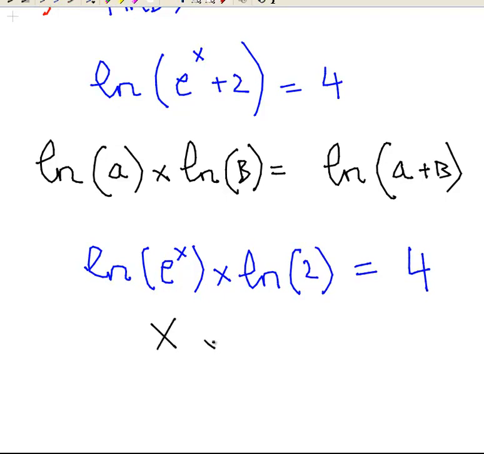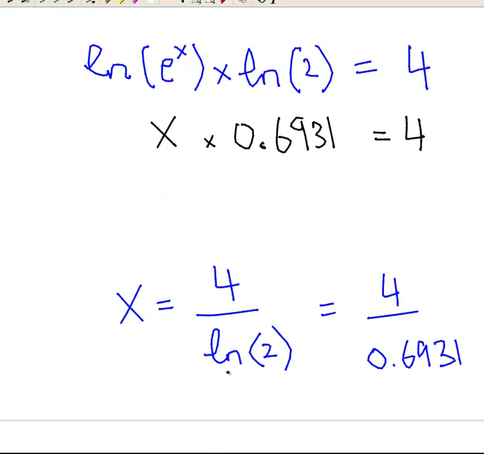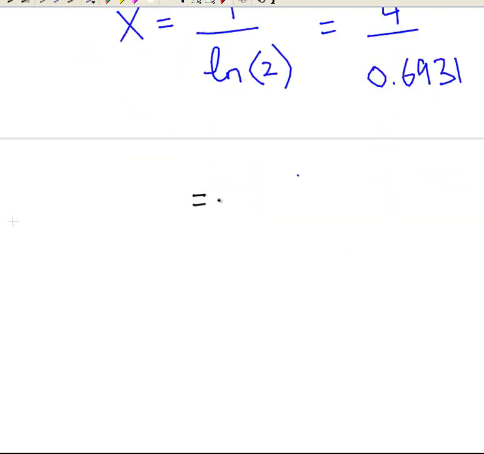The natural log of 2, if you're working it out in your calculator, is 0.6931, and that's equal to 4. So x is 4 divided by the natural log of 2. x is equal to 4 divided by 0.6931. Working that out in your calculator, you should get 5.7711. Again, that's to 4 decimal places.